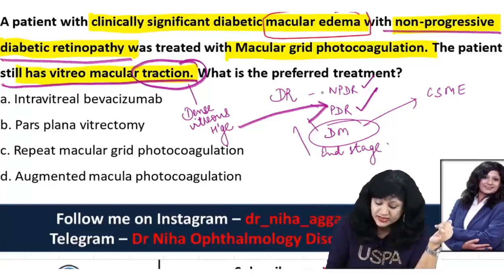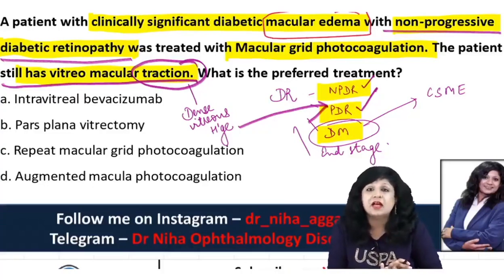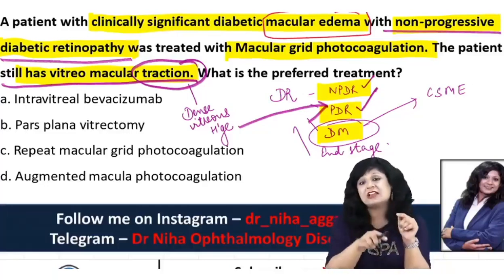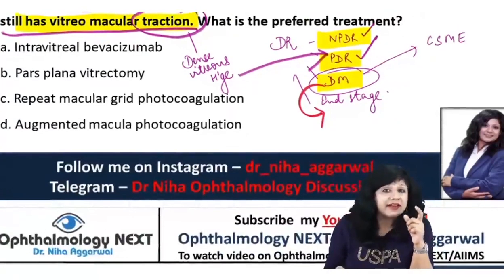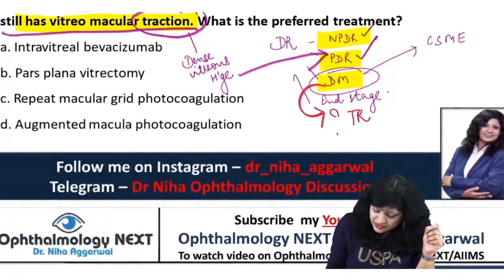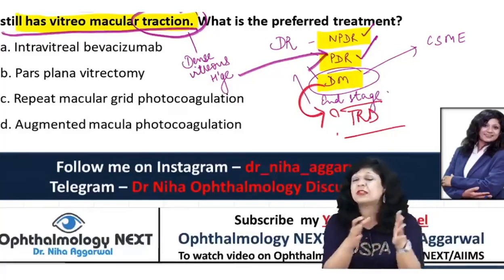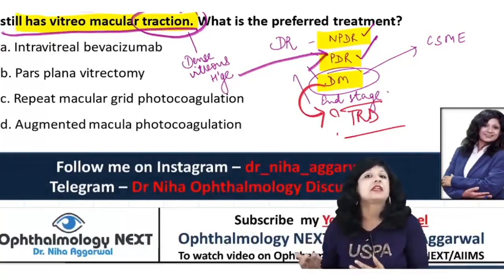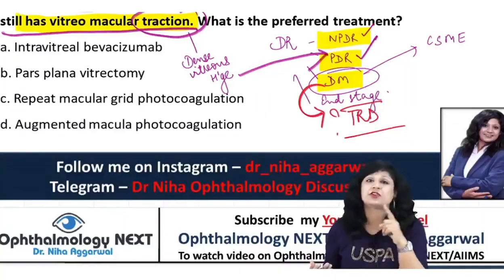So he has already crossed NPDR, PDR, and now he is in the stage of diabetic maculopathy where he has clinically significant macular edema, and they also say that he has macular traction. If there is still macular traction, this macular traction can lead to tractional RD. There is a high chance that this patient can have tractional RD because he has been moving from NPDR to PDR to diabetic maculopathy, clinically significant macular edema, and after giving the treatment he still has the vitreoretinal traction.